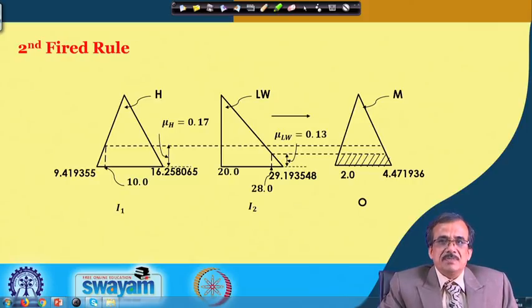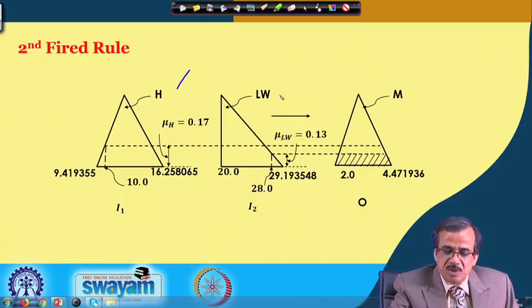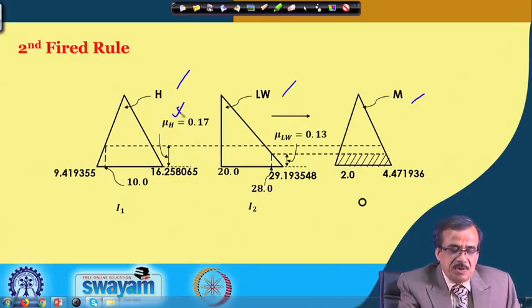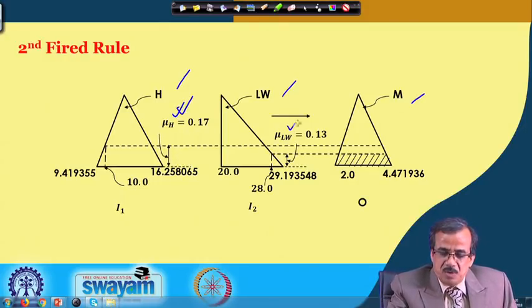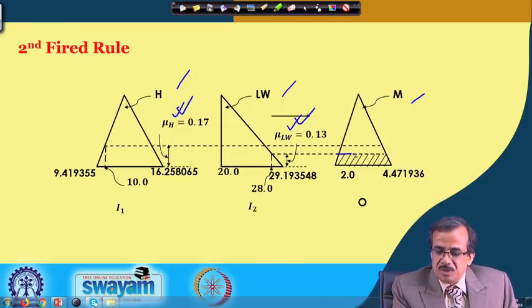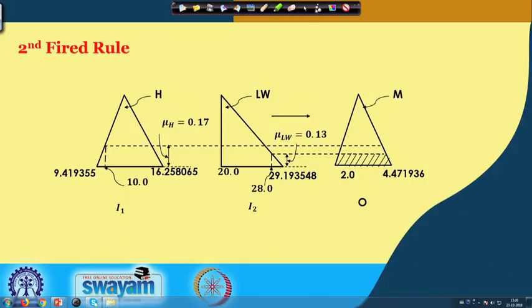Once you have this, we can concentrate on the second fired rule. The second fired rule states: if I1 is high and I2 is low, then the output is medium. I can find out what mu high is, and I can also find out what mu low is. I can compare, and this is the minimum. Corresponding to this, I can find the shaded area, and now I will have to find the area and center of area of this particular shaded portion.